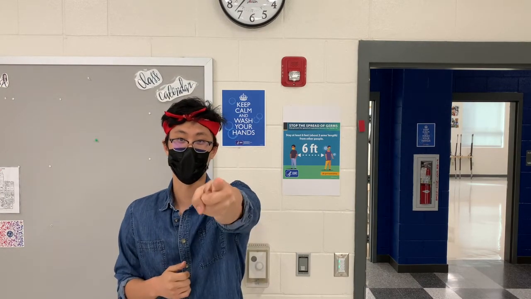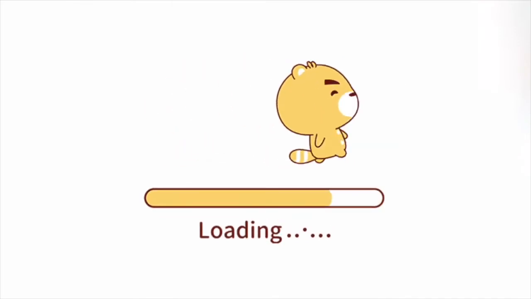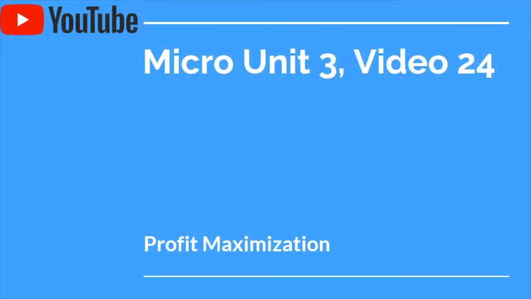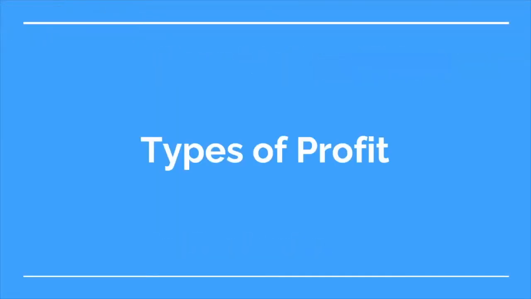Hey all, in this video we're going to be looking at types of profit and also profit maximization. Profit maximization is really the golden rule of macroeconomics, so make sure you know and understand everything that we're talking about in this video. Let's go. All right, so profit maximization. The first thing we're really going to look at is types of profit.